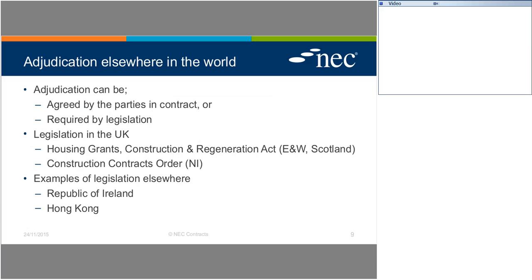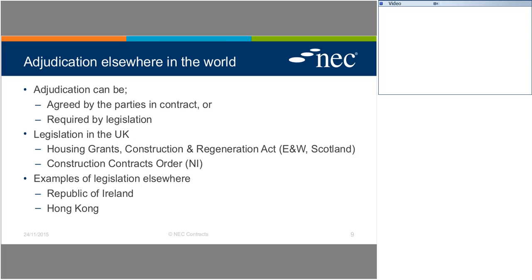So adjudication elsewhere in the world, this isn't purely a UK invention. Adjudication can be agreed by parties to a contract, or it can be required by legislation. Being agreed by the parties in contract has expanded the use of adjudication. Certainly in the United Kingdom, there is an exemption from the Housing Grants Act for contracts signed pursuant to the Private Finance Initiative. The process of adjudication is very commonly written into contracts as a contractual procedure, not as one that's required by statute, because both government and the contractors it contracts with find it a helpful way of resolving disputes.